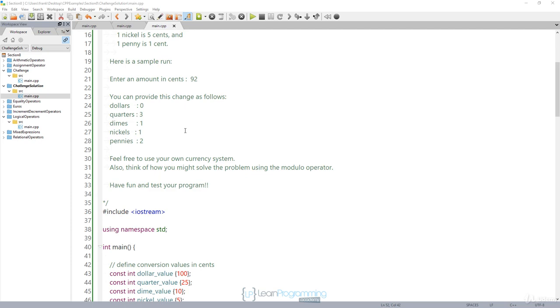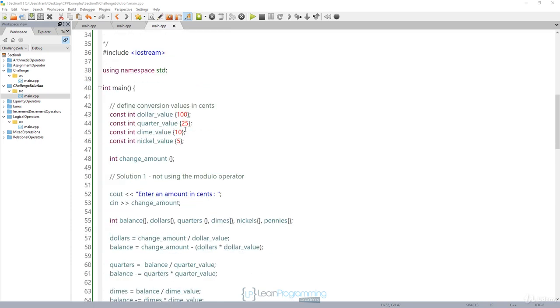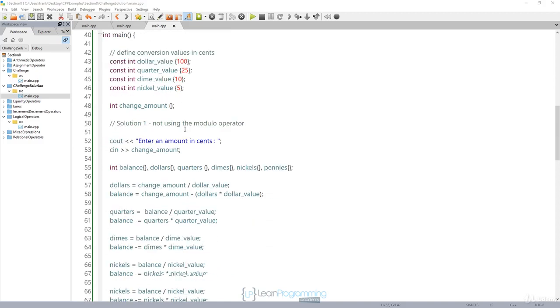First, we'll do the solution without using the modulo operator. So I'm going to scroll up here, and let me just explain what I've got going on. Here's my main right at the beginning. Okay, so I've defined conversion constants. These are just simple integers, and it's the value in cents of a dollar, a quarter, a dime, and a nickel. Okay, so a dollar is 100 cents, a quarter is 25 cents, and so forth.